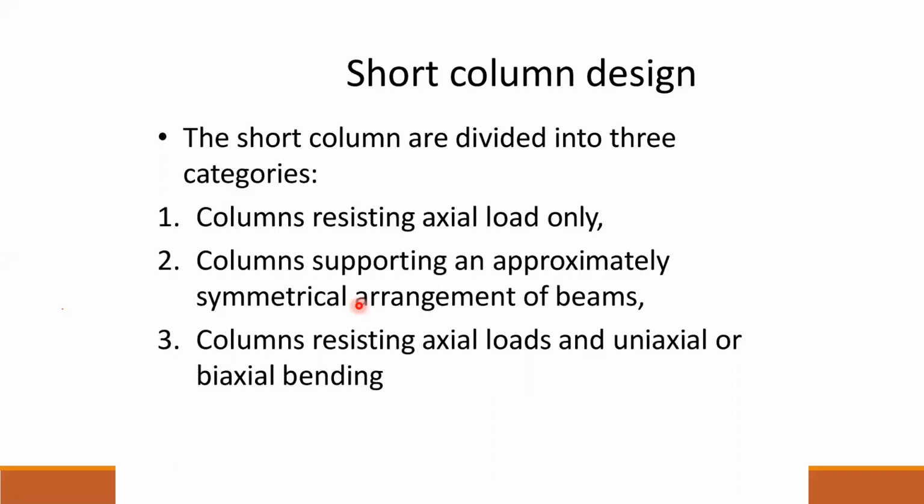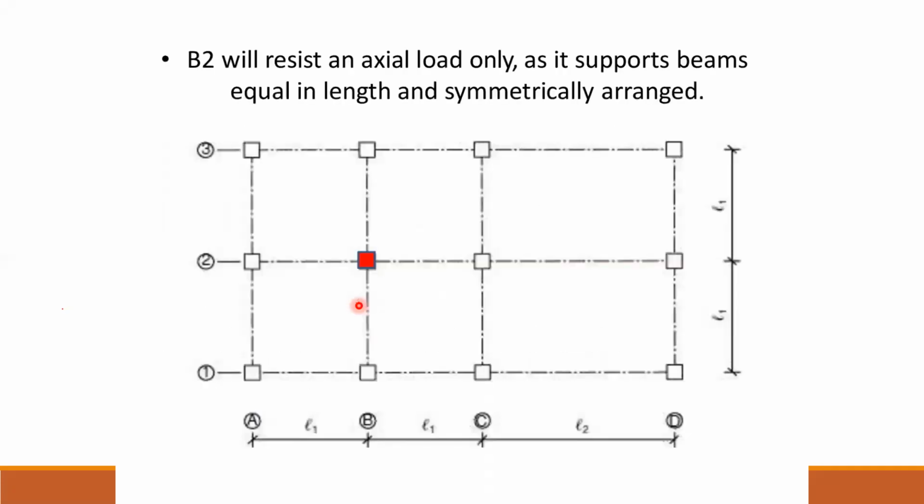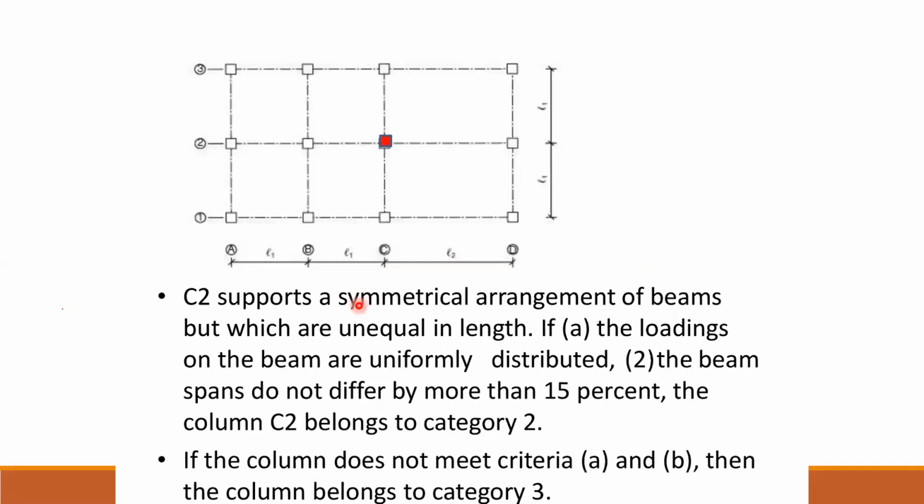And the third one is the axial load plus the movement. It can be even the uniaxial or the biaxial movement. This is the type of beam that will resist an axial load only, as it supports the beams equal in length and in a symmetrical arrangement. So the distances have been given here.